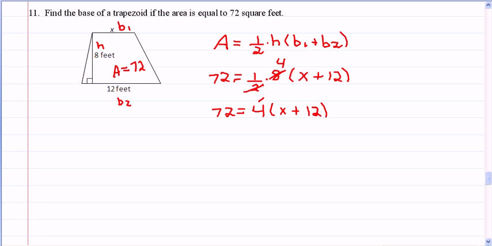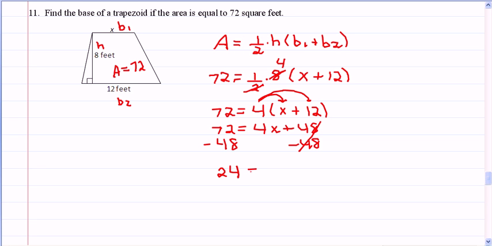And to solve for x, I will start by distributing the 4, and I get 72 is equal to 4x plus 48. I subtract 48 from both sides so that the 48's cancel. And 72 minus 48 is 24. So as my last step, I divide both sides by 4 and get x is equal to 6. So this x represents base 1, so base 1 is equal to 6 feet.